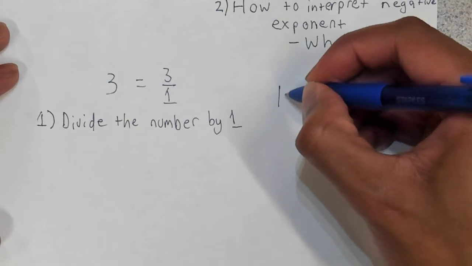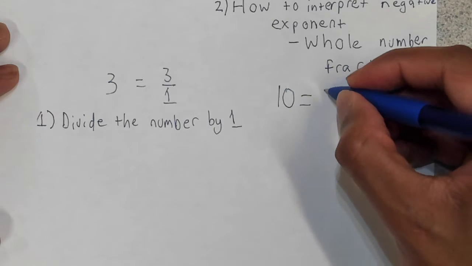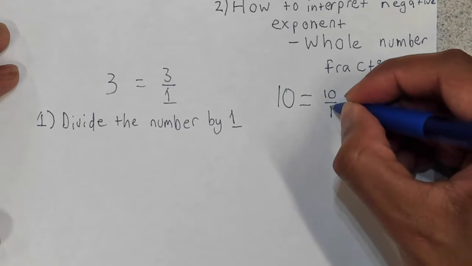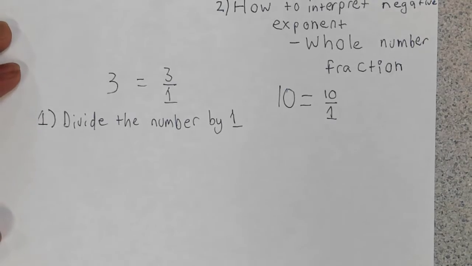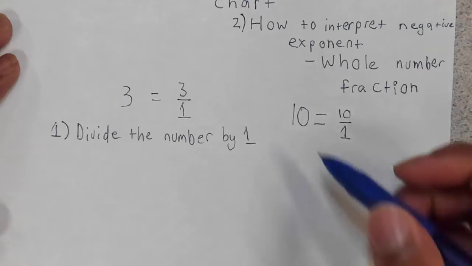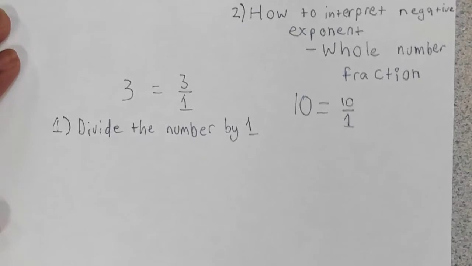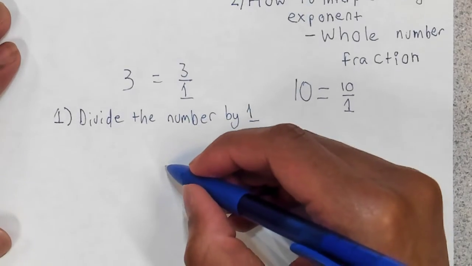So it's simple as that. To show you another example, 10 written as a fraction: 10 equals 10 divided by 1. It's that simple. So the second part of this, how do we interpret a negative exponent? You guys most likely forgot by now. So here's a reminder.